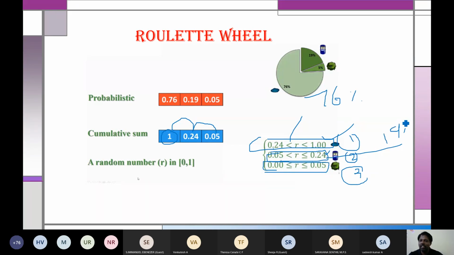So 19% is there to get this number, and 5% is there to get this number. That's what we have: 76, 19, and 5. So if I'm generating a random number between 0 and 1, there is a 76% chance to take the first path, a 19% chance to take the second path, and a 5% chance to take the third path.